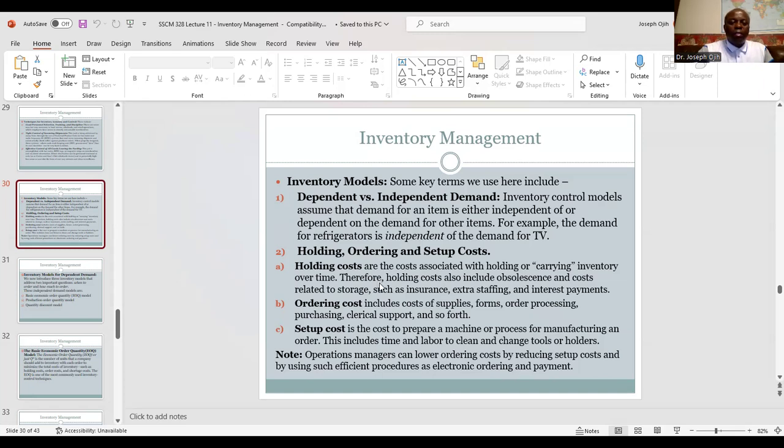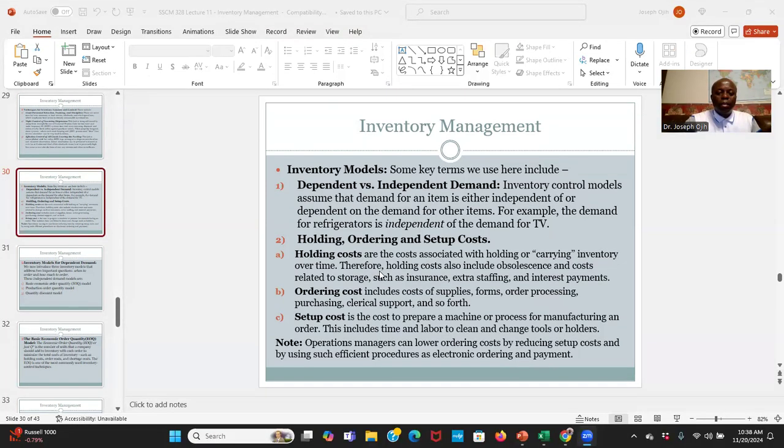Any question before I start? Any question, guys? Hello, guys. Any question for me? So no question there. Good. Let's start with inventory models.